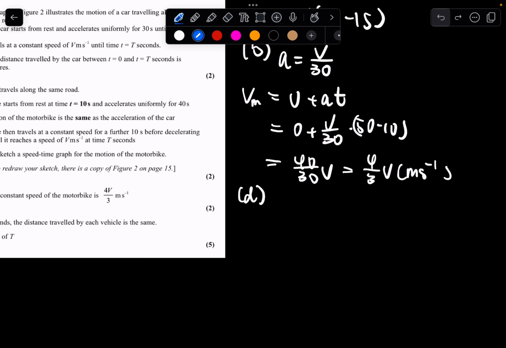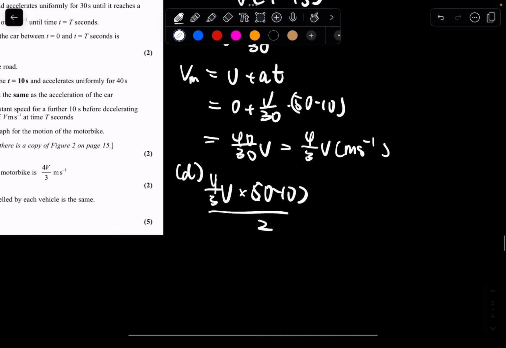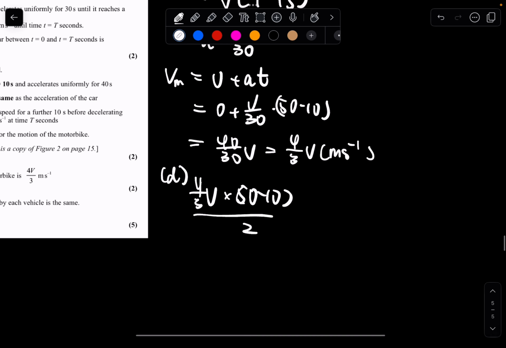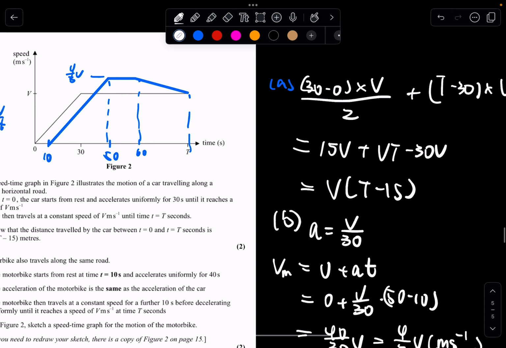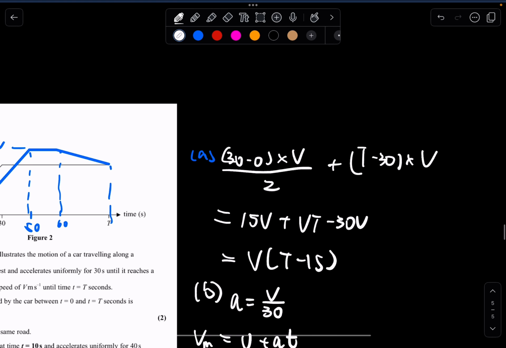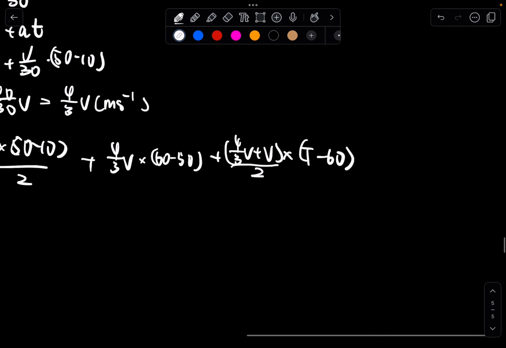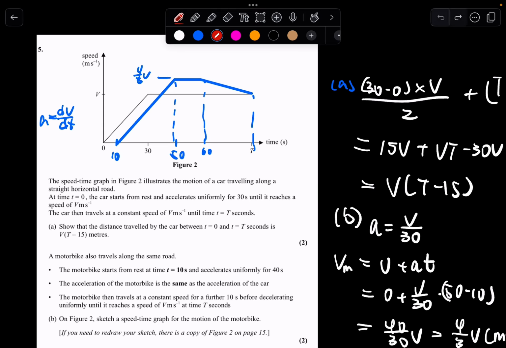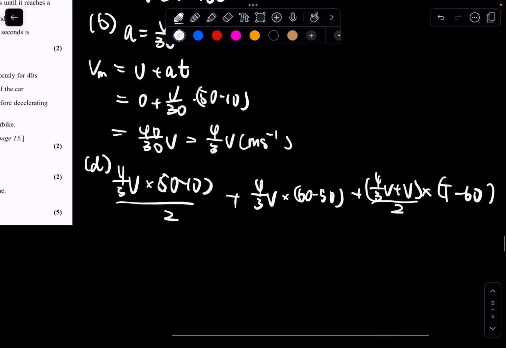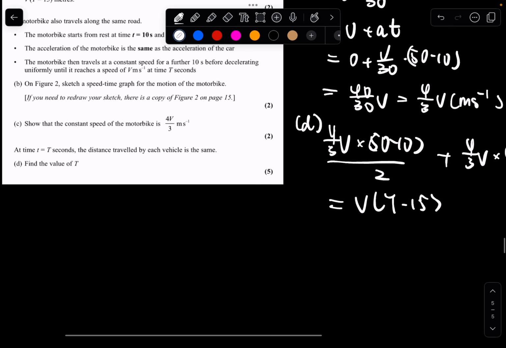So for the triangle, the height is 4/3 v times (15 minus 10)/2. Sorry, times (50 minus 10)/2. This is the area of the triangle. For the rectangle, it would be 4/3 v times (60 minus 50), height times width. And the last one would be (4/3 v plus v) over 2, times (T minus 60). This is the area of this thing right here. Now this will equal v times (T minus 15) from the question statement given from here.